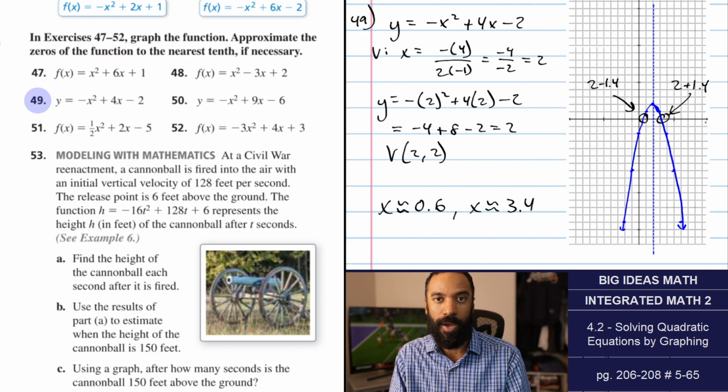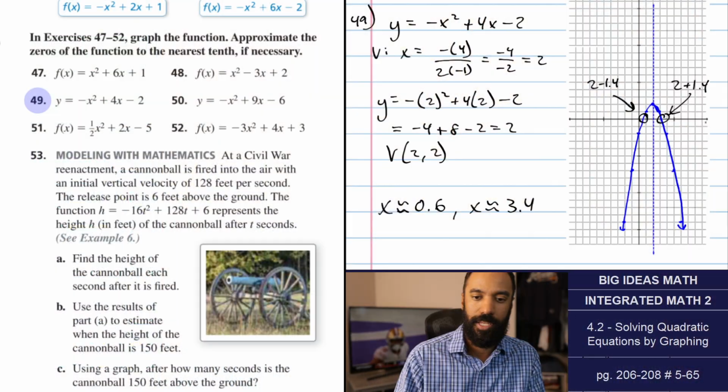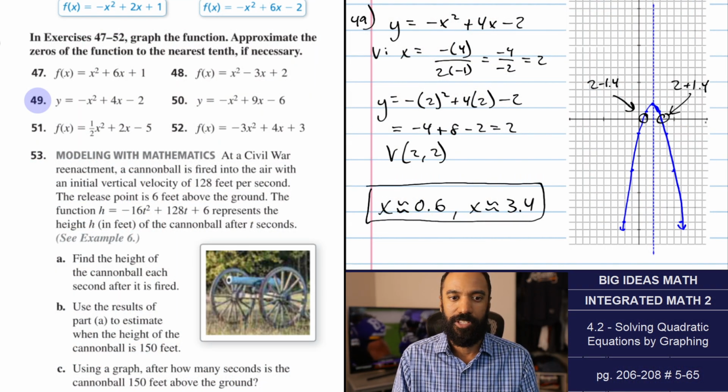The same distance away from the axis of symmetry because they're symmetrical. Don't believe me? Let's go ahead and take a look. If it works out this time, then I think we can imagine that this should work every time. Somewhere between 3 and 4, so 3.41, right? So about 3.4. That's going to be the answer set there. That's number 49.